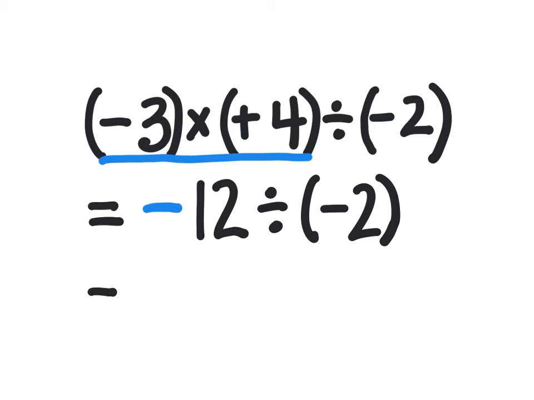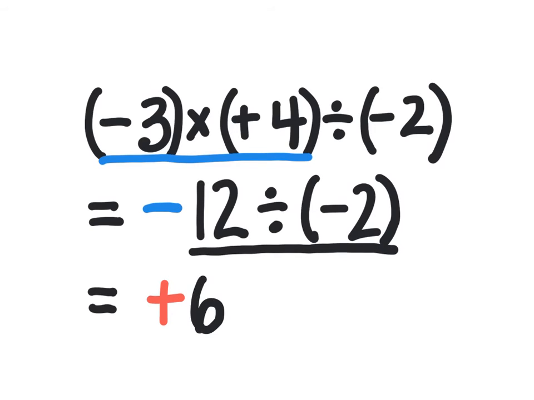So now we are dealing with a negative being divided by a negative. Well, we know that when we divide a negative by a negative, we'll get a positive. So we'll just need to divide the 12 by the 2. And 12 divided by 2 will give us 6. So negative 12 divided by negative 2 will give us a positive 6.